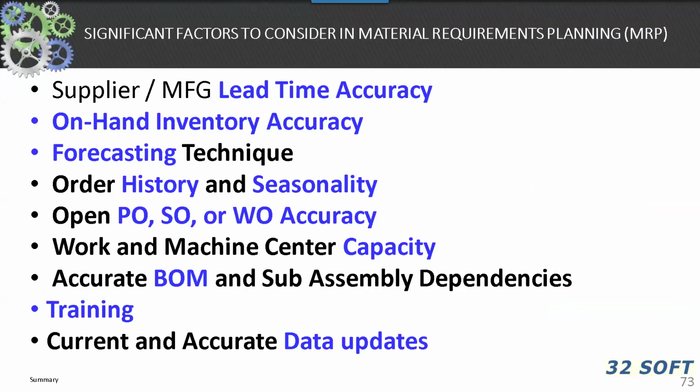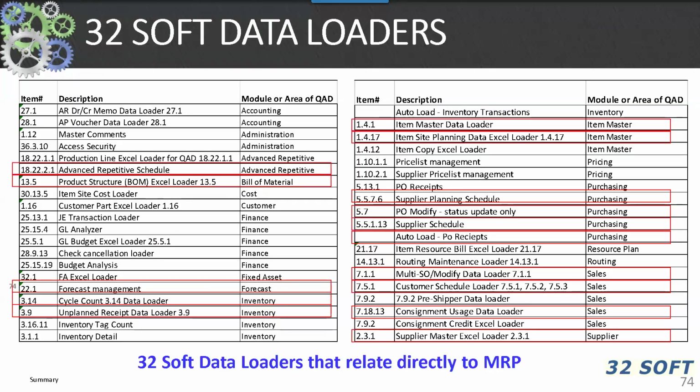Just a word about the primary things you need to consider when dealing with MRP: lead time accuracy, on-hand accuracy, forecast techniques, order history, seasonality, open orders, sales orders, work orders, work centers, machine capacity, accurate BOMs, and finally, training and current and accurate data updates.